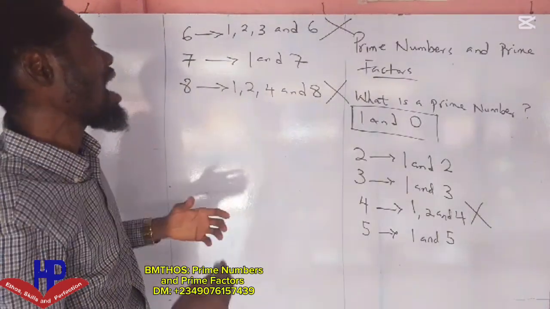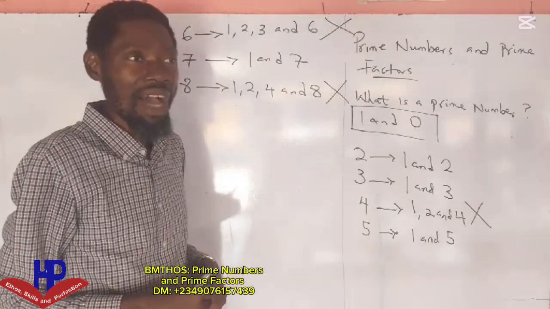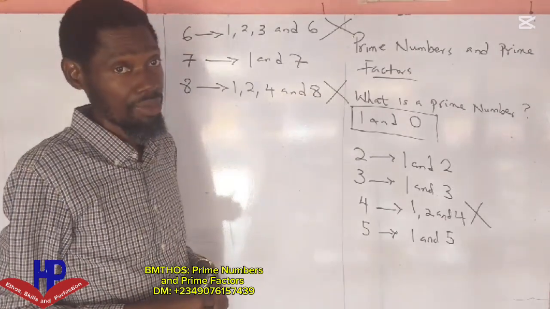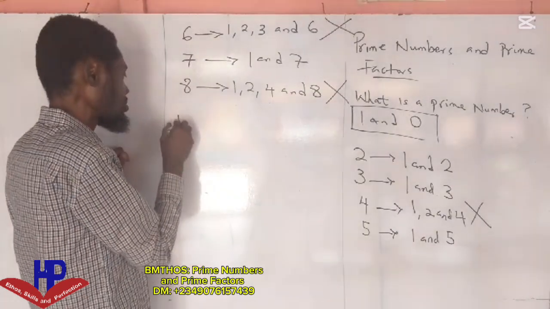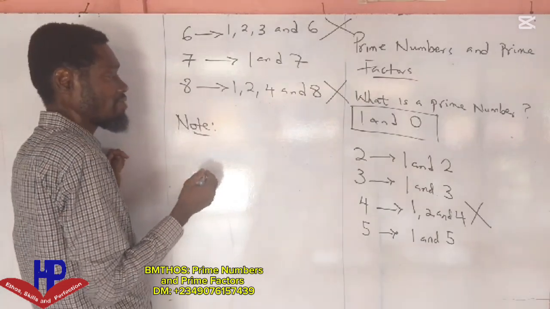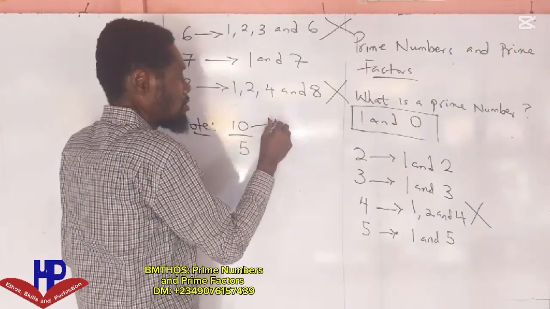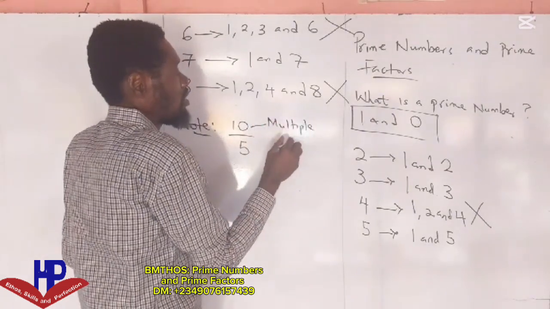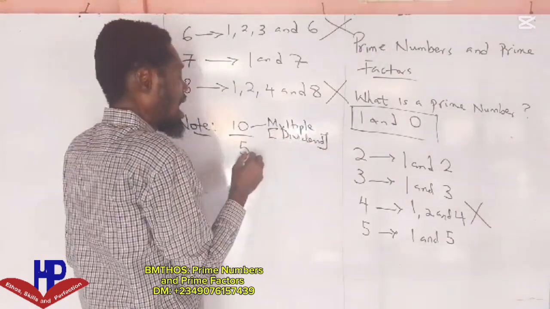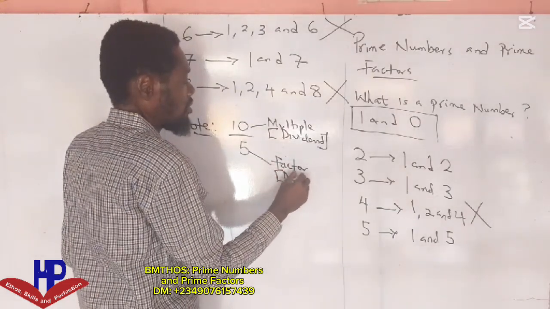Now, we have had the knowledge of what a factor is. A factor is a number that divides another number known as the multiple, leaving a remainder of 0. Please take note of this. A multiple is also called a dividend, like 10 over 5. 10 is a multiple, which is also known as dividend, while 5 is a factor, which is also known as divisor.